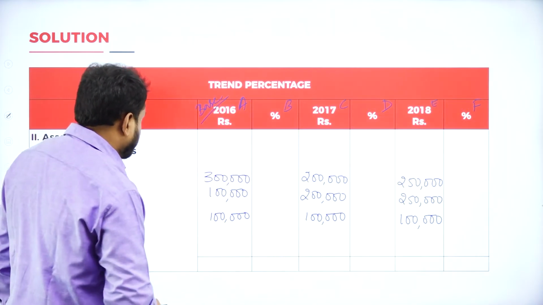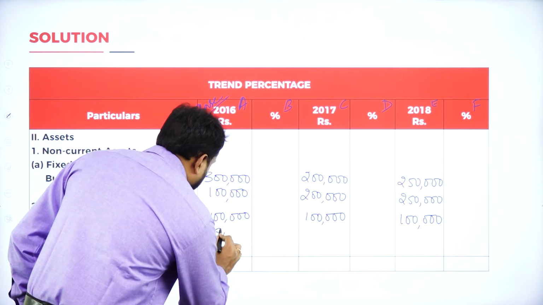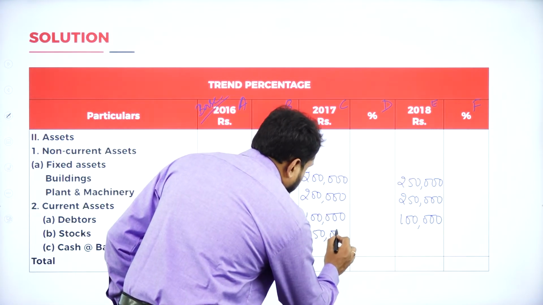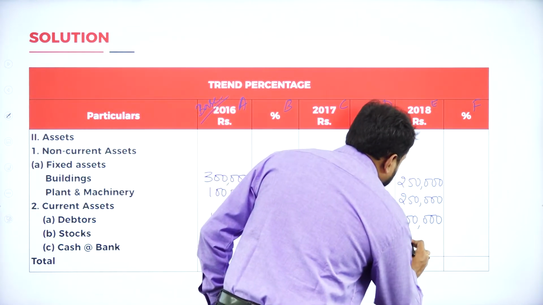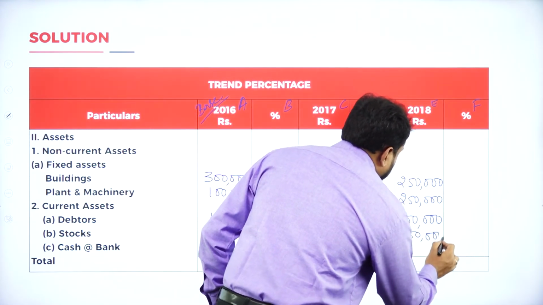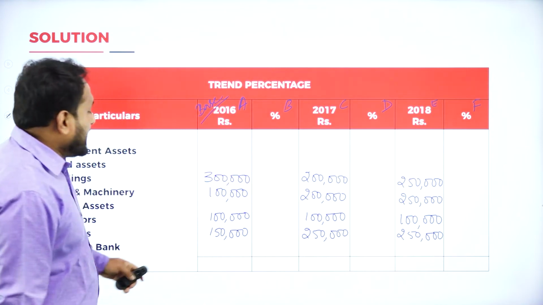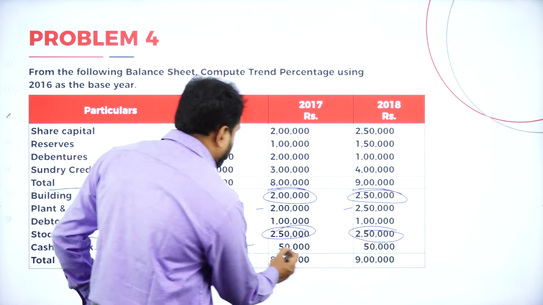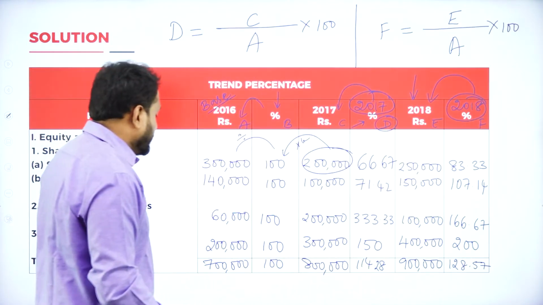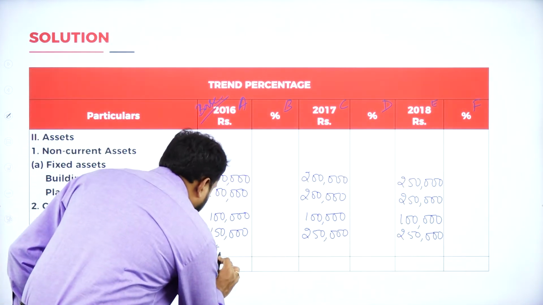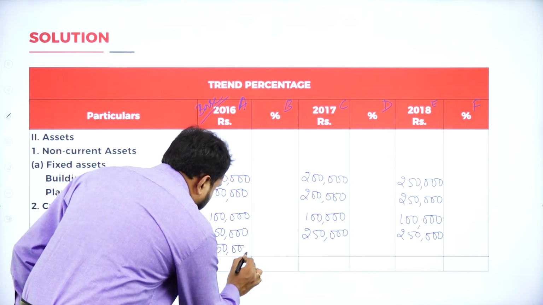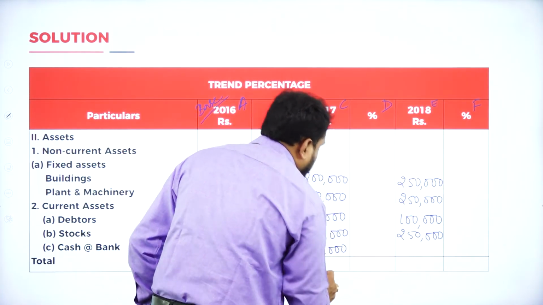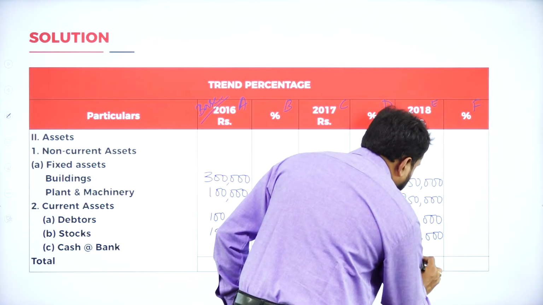So we'll write here 1 lakh 50, 2 lakh 50,000, and then 2 lakh 50,000. Next, cash at bank. How much is the cash at bank? Cash at bank is 50,000, 50,000, 50,000, and 50,000.